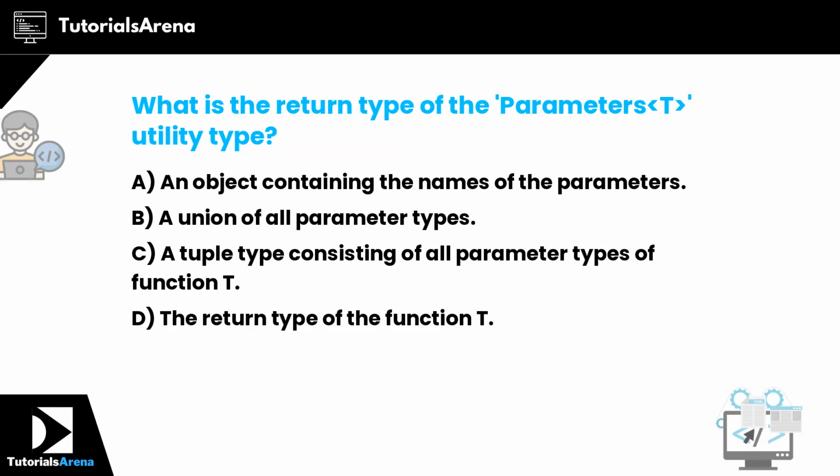What is the return type of the Parameters<T> utility type? The correct answer is option C, a tuple type consisting of all parameter types of function T.